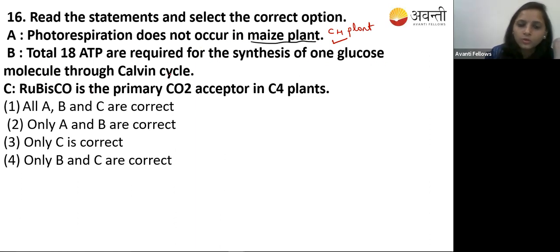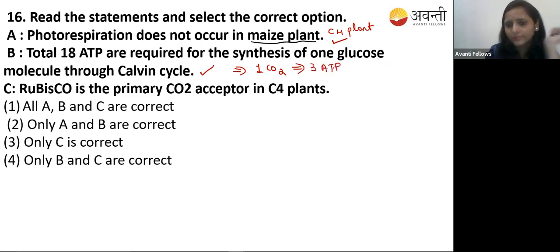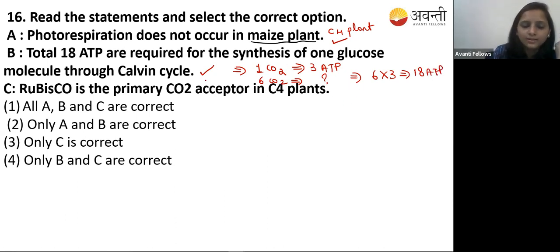Then coming to option 2, a total of 18 ATPs are required for the synthesis of one glucose molecule through the Calvin cycle. Yes, see here. For fixing one carbon dioxide, we require 3 ATP molecules. And you know that for one glucose molecule, we require 6 carbon dioxide. So we can do the cross multiplication: 6 into 3 is 18. 18 ATP, right? So that is the correct statement.